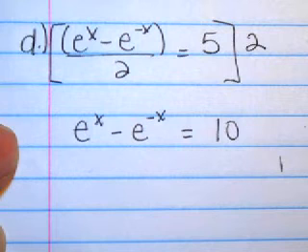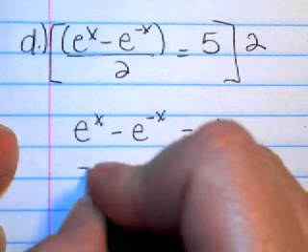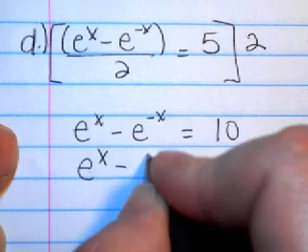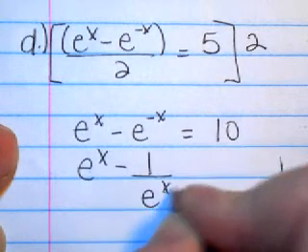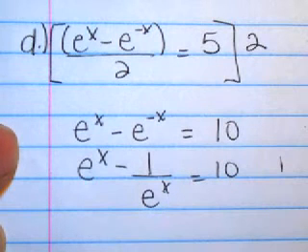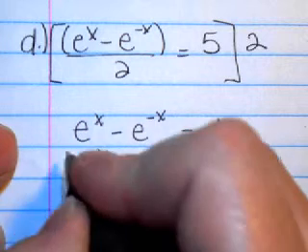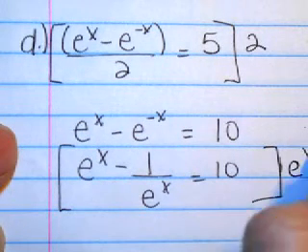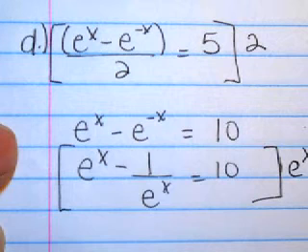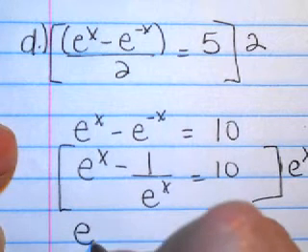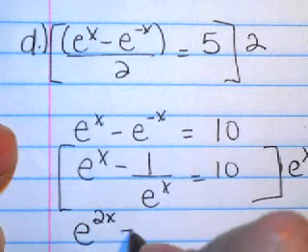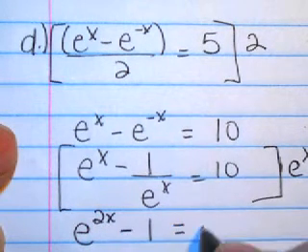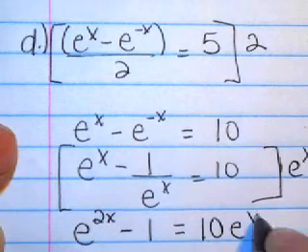Now, I'm going to rewrite e to the negative x, and I'm going to write it as e to the x minus 1 over e to the x equals 10. To be able to add or subtract, I have to have a common denominator, and so I'm going to have to multiply everything by e to the x. So this gives me e to the 2x minus 1 equals 10 e to the x.